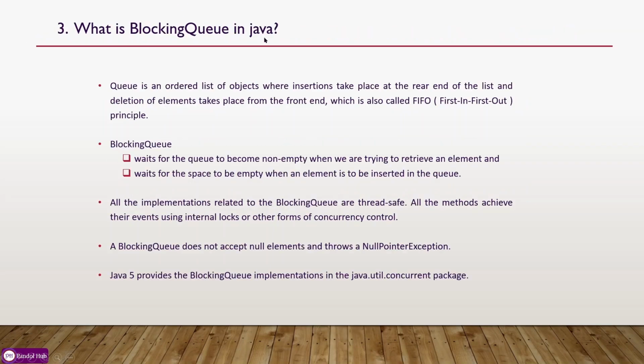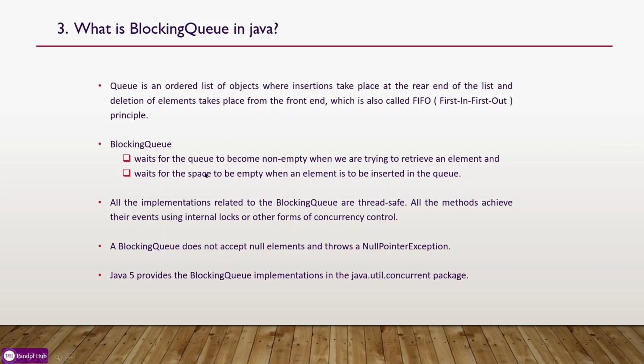So what is blocking queue in Java? Queue is an ordered list of objects where insertions take place at the rear end of the list, and deletion of elements takes place from the front end, which is also called FIFO. I said right, at one end we are going to place the elements, and from the other end they're going to be removed. The order in which they are placed, they'll be removed.